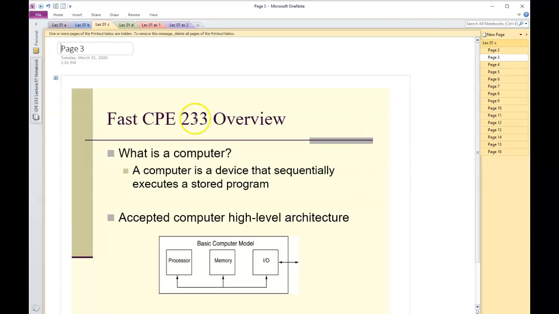This diagram is the accepted high-level architecture of a computer, and what you want to take from this is there are three main parts: a processor, the central processing unit, memory, and I/O. These are the three main modules of a computer. This is certainly something you want to take away. Memory is going to store the program and other data. I/O allows you to talk to it, and the processor essentially grinds bits, calculates stuff, and so on.